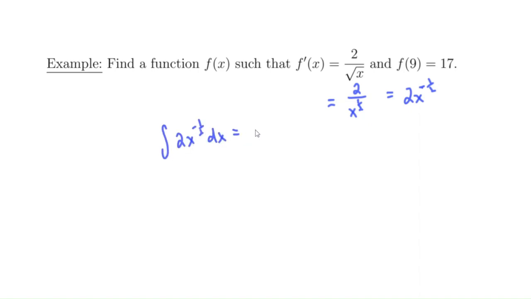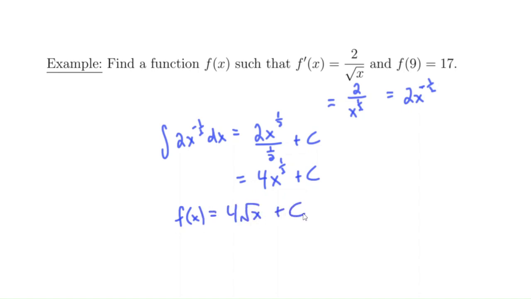Well, the integral is going to be 2x to the, well, we have to raise this power by 1. So if we raise negative 1 half by 1, we get positive 1 half. And then we divide by 1 half, and then plus c. Well, dividing by 1 half is like multiplying by 2. So this is really 4x to the 1 half plus c. So that's our f of x. F of x is 4x to the 1 half, or 4 times the square root of x, plus c.